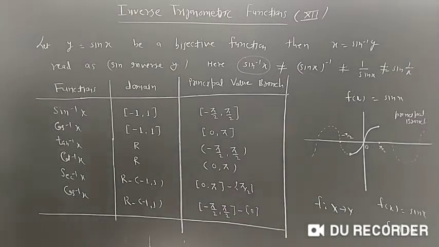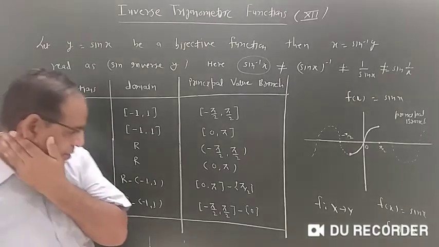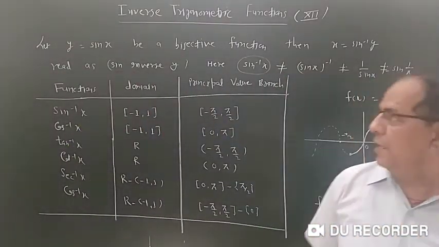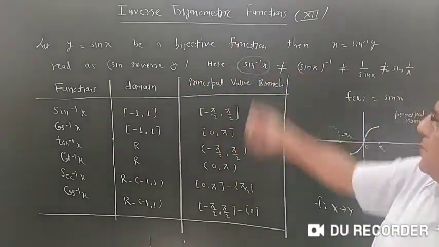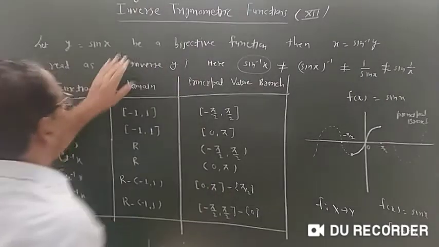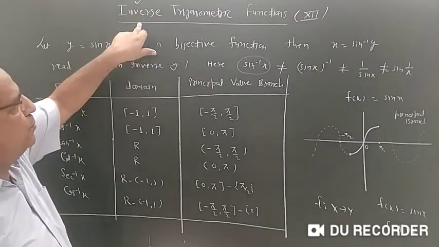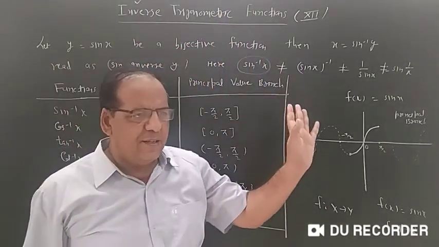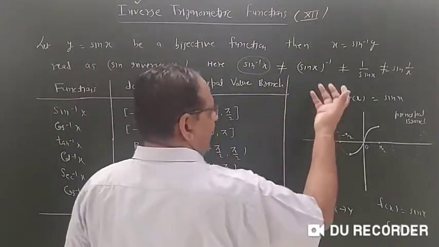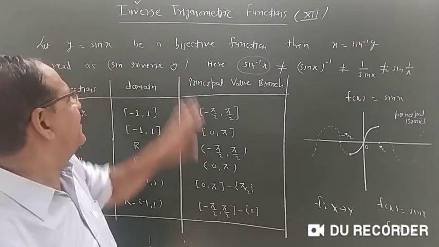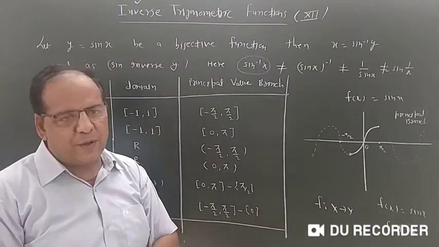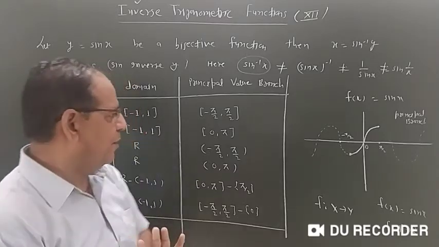Good morning, students. Today we are starting the second topic of NCERT for class 12, inverse trigonometric functions. When the word inverse is used for a function, we are clearly saying that a function is said to be invertible if it is one-one and onto both.